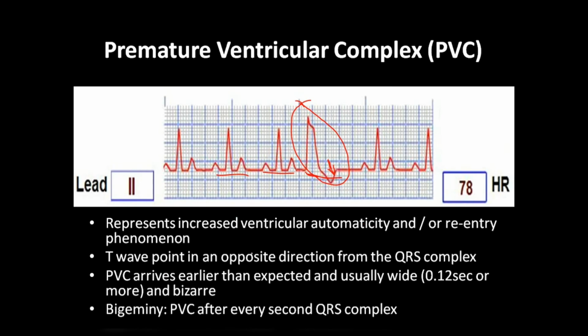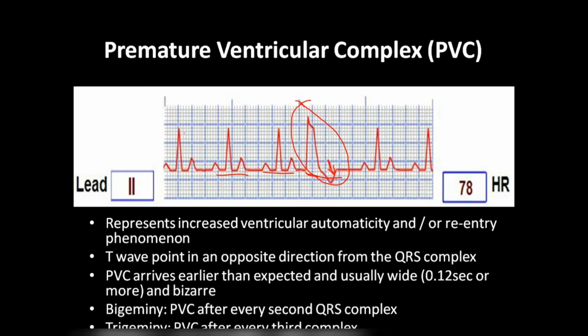Then we say two phenomena. One is bigeminy. Bigeminy is a premature ventricular complex which occurs after every second QRS complex. Okay, after every second, 1, 2 QRS complex, then we get a premature ventricular complex. Then we call it a bigeminy.